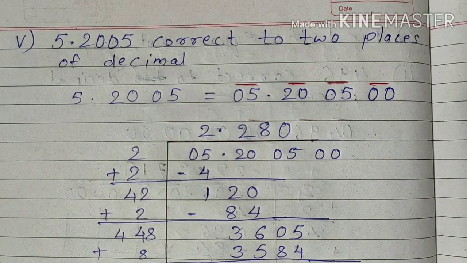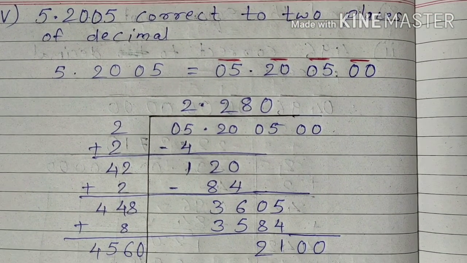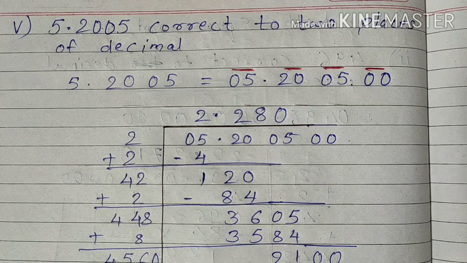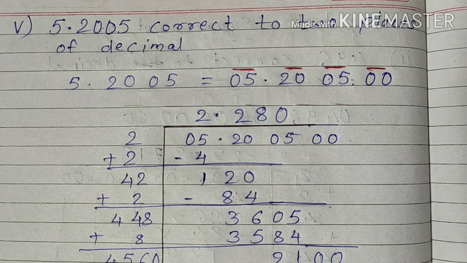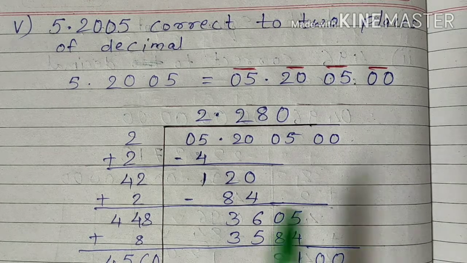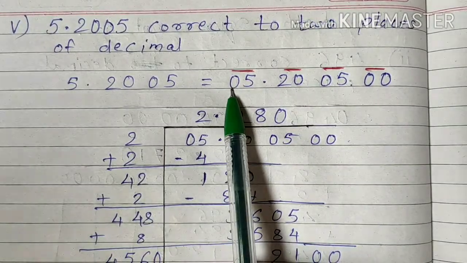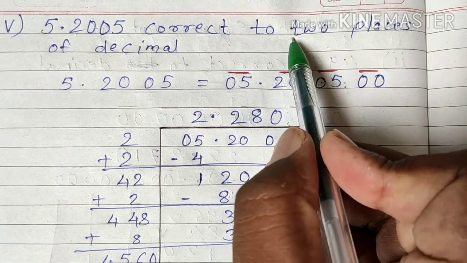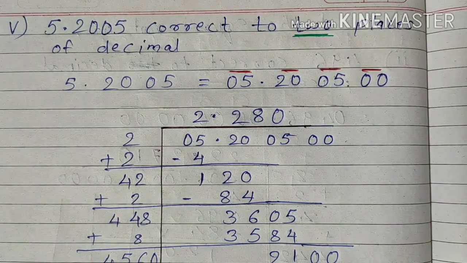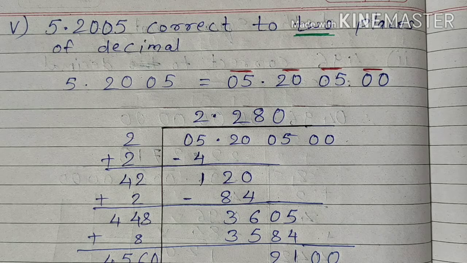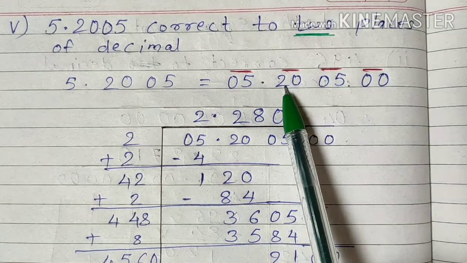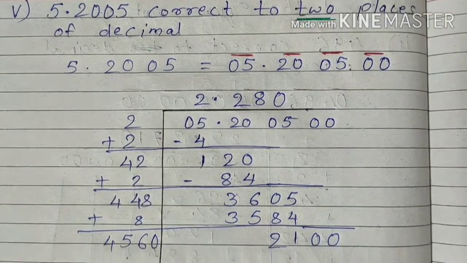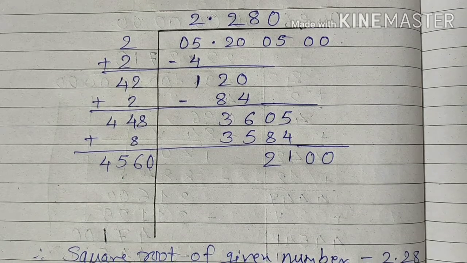Next, the 5th question is there, 5.2005 correct to 2 decimal places. Okay, so let us make pairs. Since the 5 is unpaired, we added 0 on the right side of the number. 2005. How many decimal places do we want? 2 decimal places. So it means we need at least 3 pairs after the decimal point. Since there were only two pairs, we have added 0 0 for the third pair. So let us find out the square root of this.